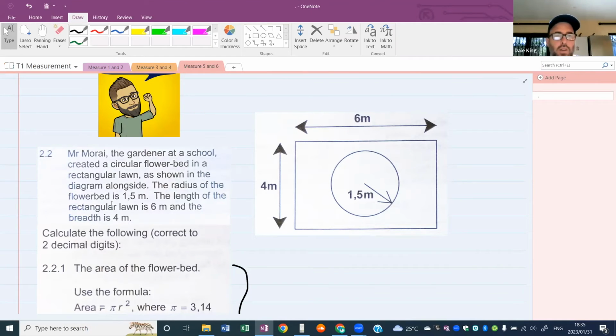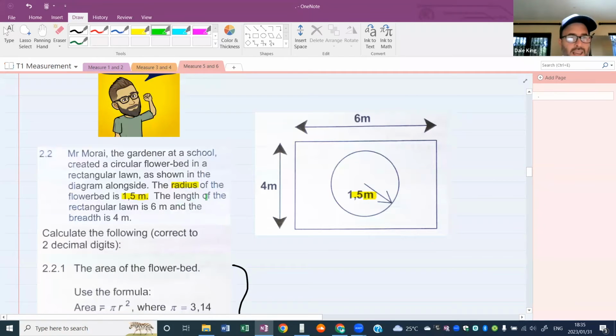It's shown in the diagram. The radius of the flower bed is 1.5 meters. Now, when you read these contextual questions, we're learning skills here. When they give you information like this, radius is 1.5 meters. That's important information. And here it is on the diagram. So I'm just checking. It's in the question. Is it on the diagram? Yes, we've got it. Okay.